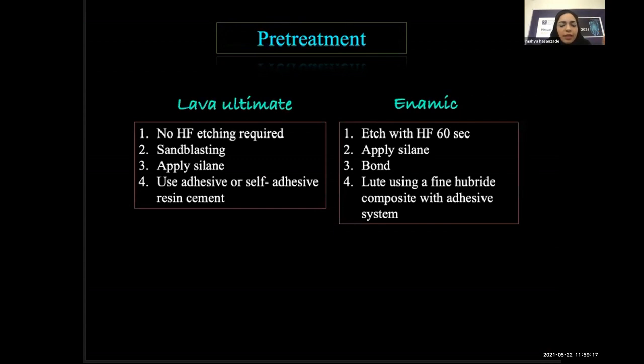As for the differences, let's compare Lava Ultimate and Enamic in terms of the pre-treatment before cementation. Lava Ultimate needs no hydrofluoric acid etching, and we just sandblast it, apply sealant, and use adhesive or self-adhesive cement. But for Enamic, we should etch the ceramic with hydrofluoric acid for 60 seconds, and then apply the sealant bond and the cement.